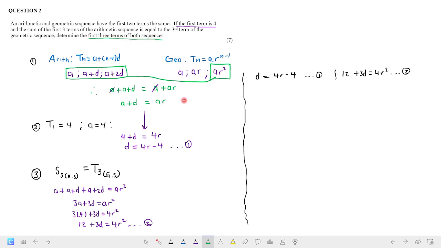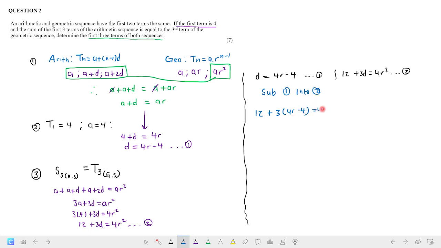So which means in this part I need to know what the arithmetic sequence is and what the geometric sequence is. Now how do we do this? We're going to apply the simultaneous equations, right? Now I can see D is equal to 4R minus 4. On the other side I also have a symbol for D, right? So first I need to substitute the value for D, which is equation 1, into equation 2. Equation 2 is 12 plus 3, and there is D, so when we substitute there, I have 4R minus 4, equals 4R squared.